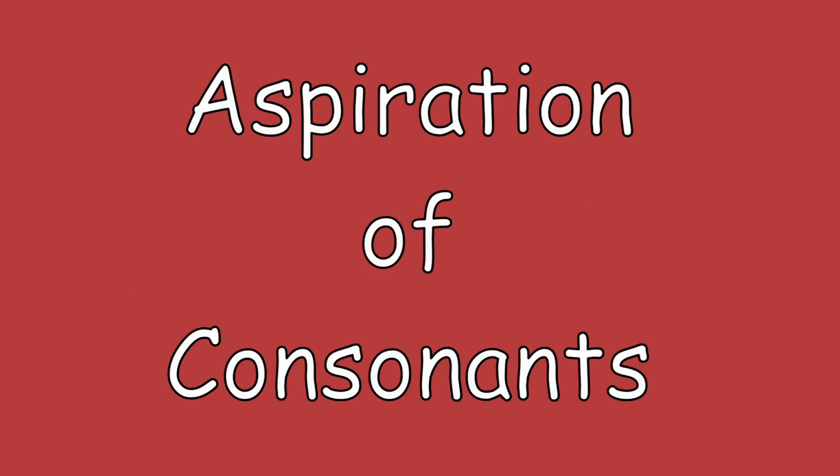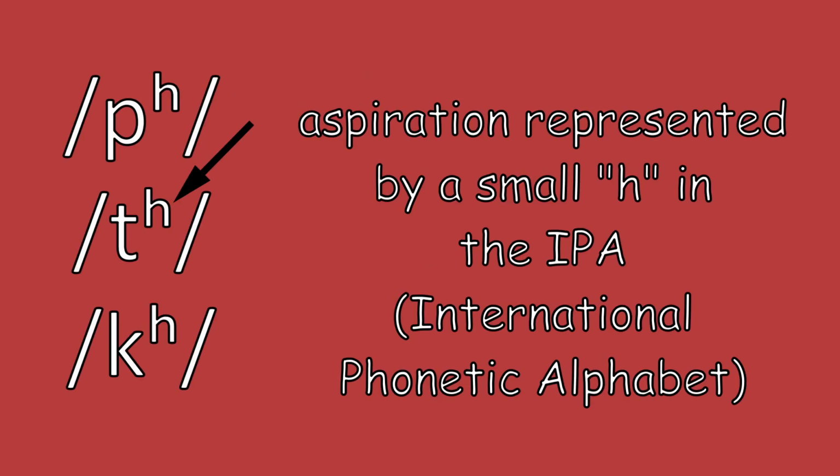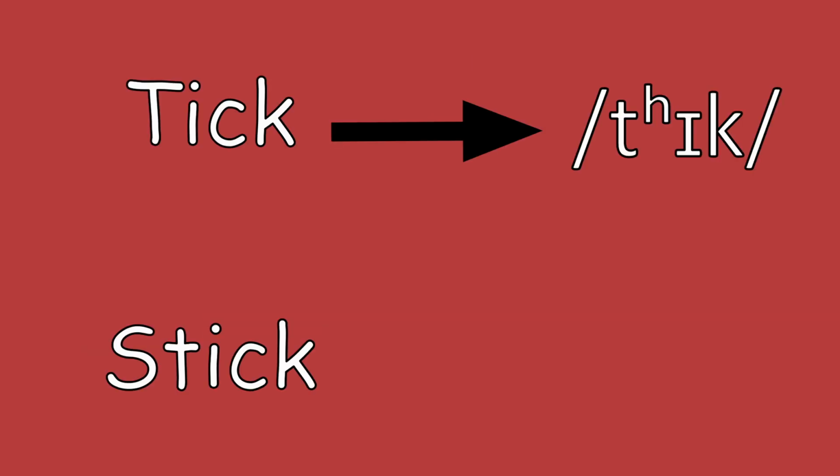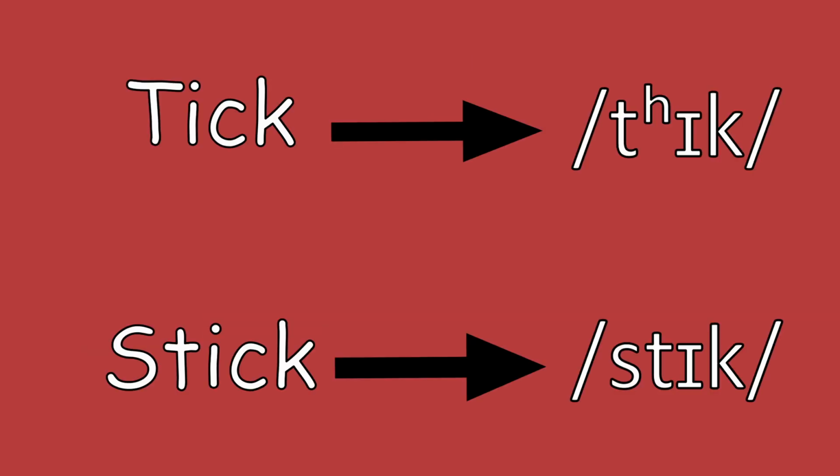First rule of pronunciation that you're likely unaware of when you speak is the aspiration of consonants. Aspiration is essentially how breathy or airy you're making your consonants when you speak. For example, take the word "tick" and the word "stick." Notice how in "tick," the T is much more airy and powerful compared to the T in "stick"? That's because the T in "tick" is aspirated, while the T in "stick" is not.